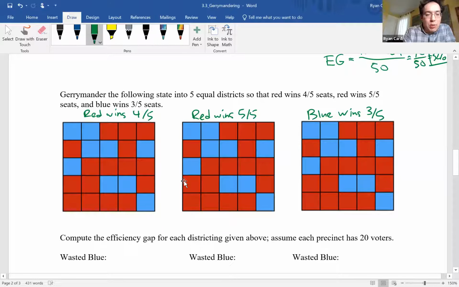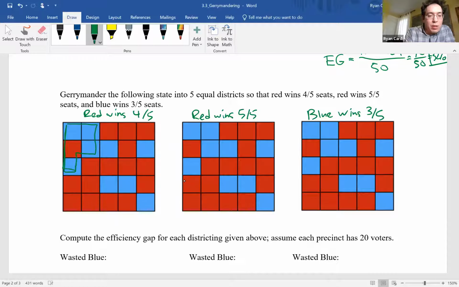So I want the red to win 4 out of 5. Okay, so I'm gonna have one district that goes to blue. I'm just gonna draw it here. So I'm trying to pack it, right? So I'm trying to look at the situation where 4 out of the 5 is going to blue. So blue wins 1.